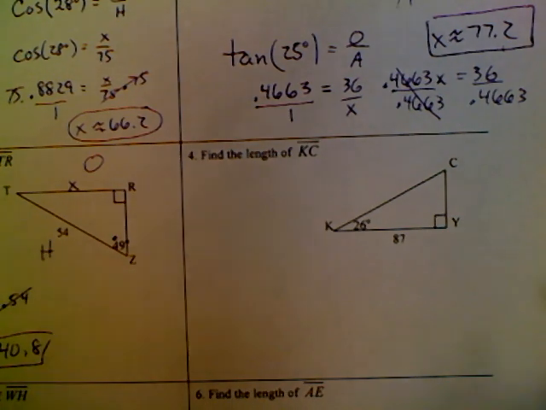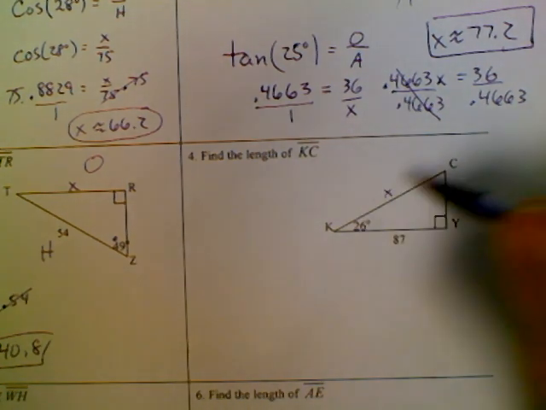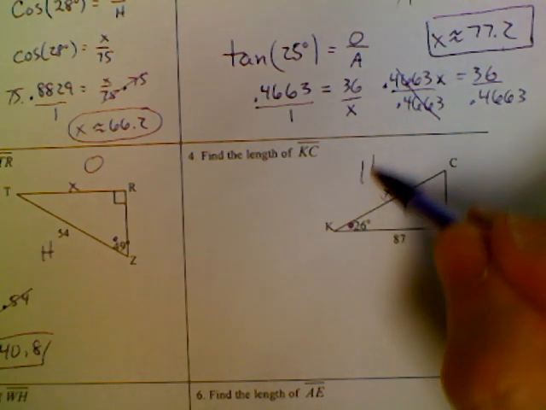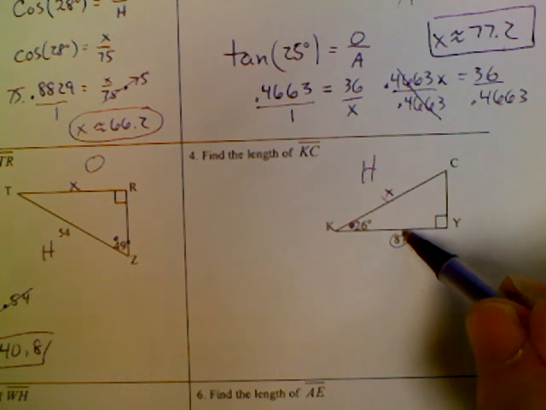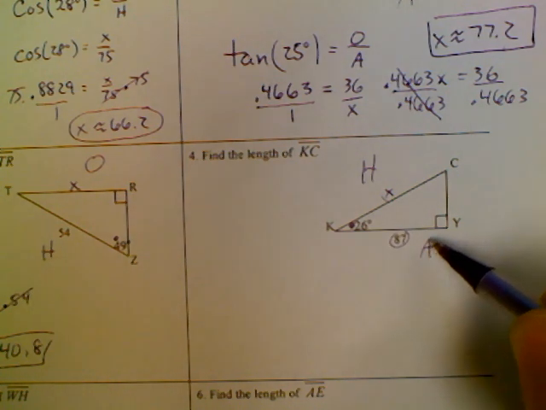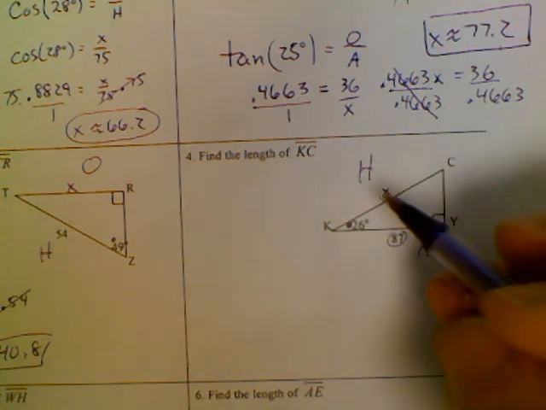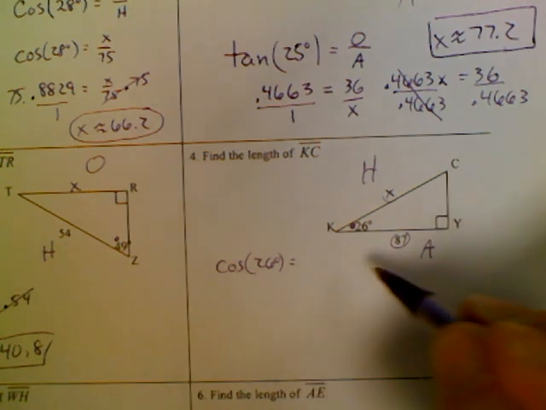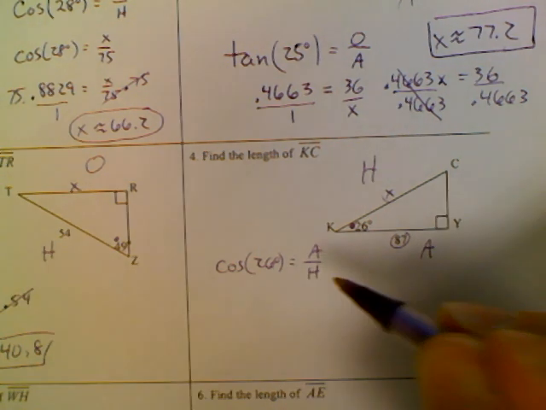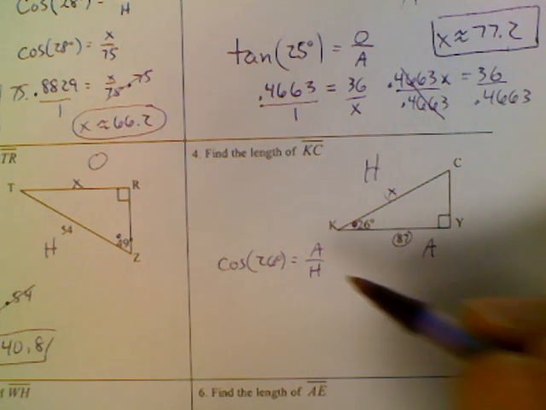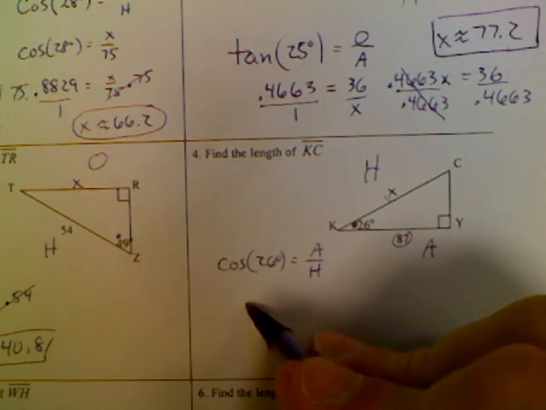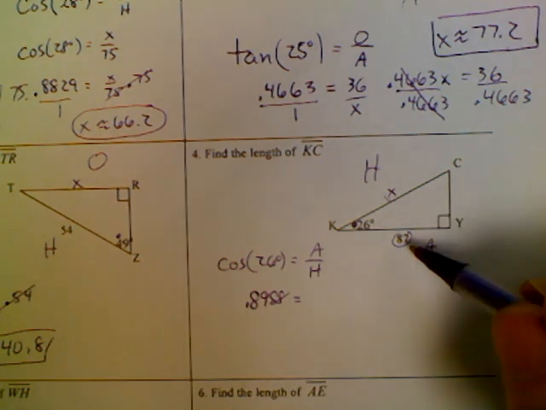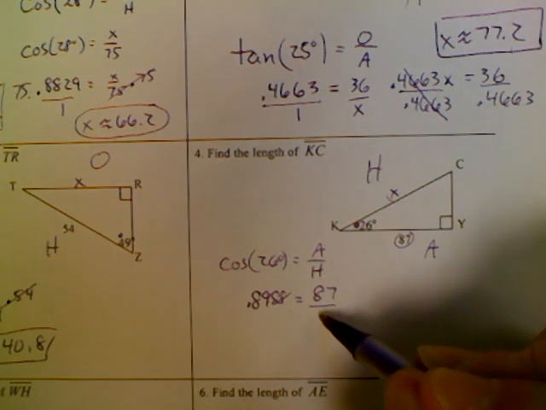One more example. We're looking for KC. Put the x there. From this angle's point of view, we're looking for the hypotenuse. The one side we know is the adjacent. What connects adjacent and hypotenuse? It's the cosine. So cosine of 26 degrees equals adjacent over hypotenuse. Looking up cosine of 26 in the table or punching it in my calculator, I get 0.8988 equals, the adjacent is 87, the hypotenuse is the variable.